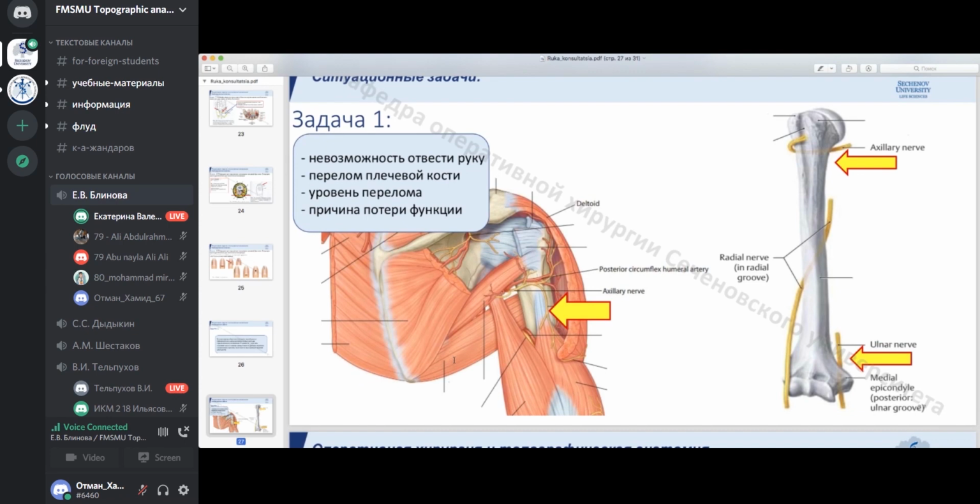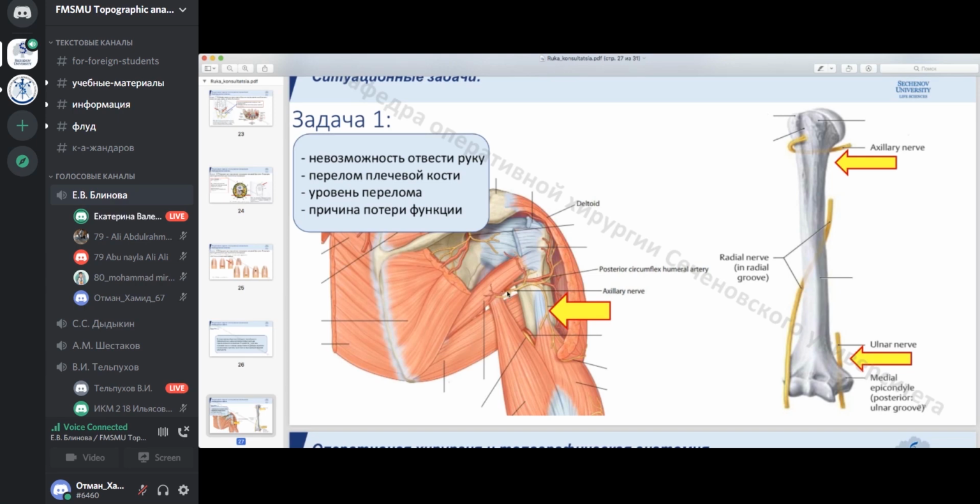If you adduct the hand, the deltoid muscle flexes, right? The innervation of the deltoid muscle, what nerve supplies the deltoid muscle? Tell me, please. Axillary nerve. It means the axillary nerve was damaged, right? And you should know the topography of the axillary nerve.